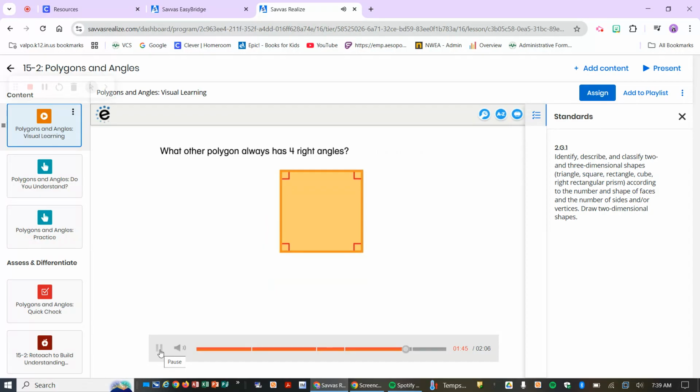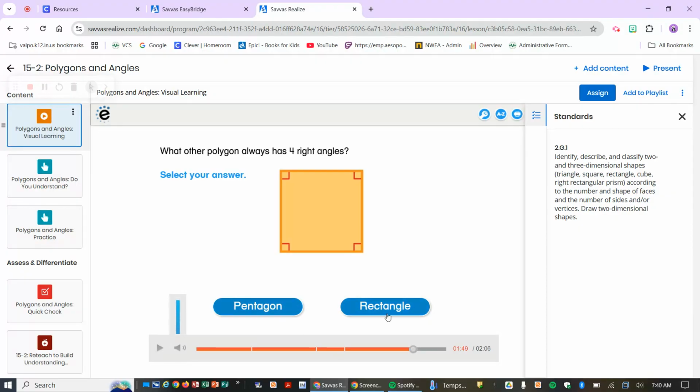What other polygon always has 4 right angles? Select your answer. Okay, when we're talking about right angles, they make that perfect L shape and we can draw the little square in the corner. If we picture in our minds a pentagon and a rectangle, or even take a look at your name tag and find those 2 shapes, which one also has 4 right angles? I'm going to give you a second to think. Put the answer in your brain.